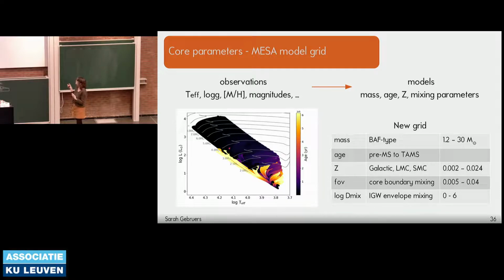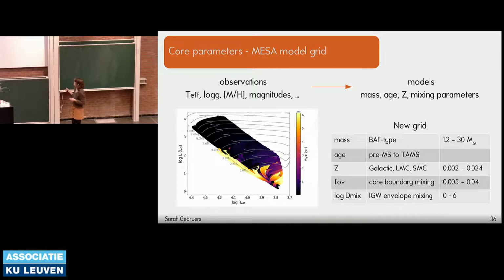I have computed a new grid with these parameter ranges. For masses, as I said, the BAF-type regime. I'm going a little bit higher even, just in case someone else would like to use this grid. So if you're interested, come talk to me. For ages, we go from pre-main sequence to the end of the main sequence. We are also planning to go a bit beyond, to the end of core helium burning, but that's still work in progress.